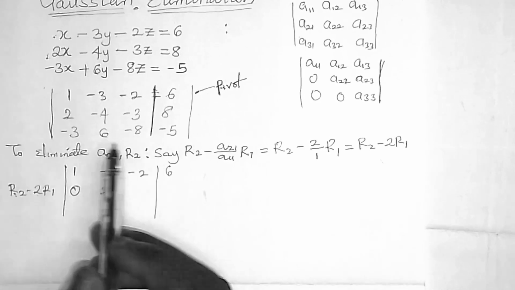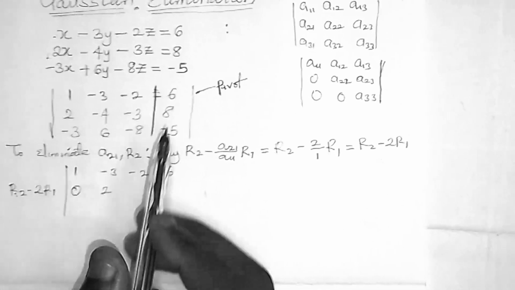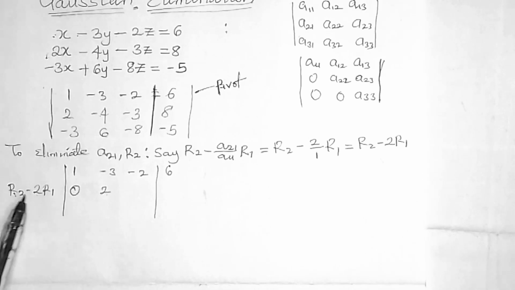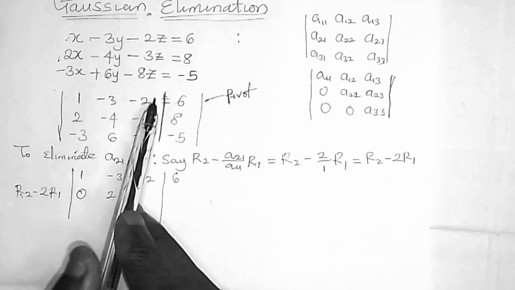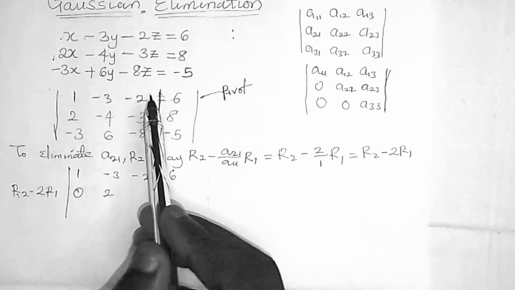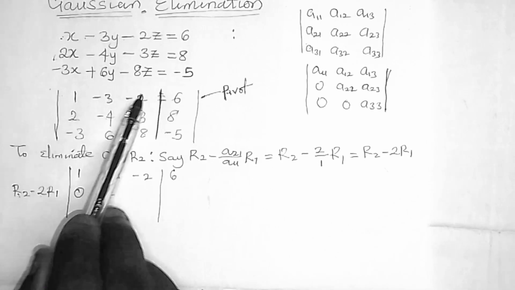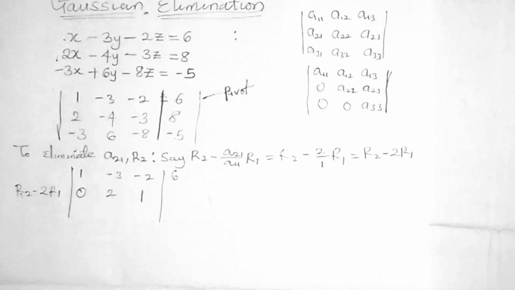Minus 4. And minus 4 plus 6 will give you what? 2. Are you seeing that now? Now the next one is what now? Minus 3. So R2 is minus 3. So you have minus 3 minus 2 times minus 2. Minus 2 times minus 2 will give you what? Plus 4. So that means you have minus 3 plus 4. Minus 3 plus 4 will give you what? 1. Are you following now?